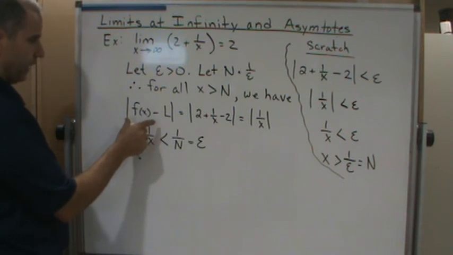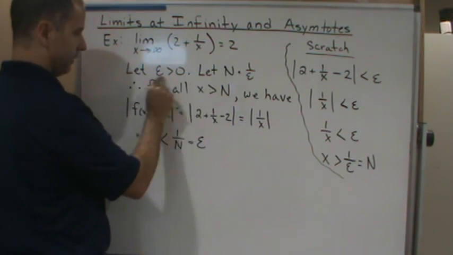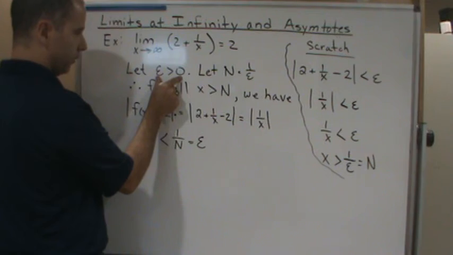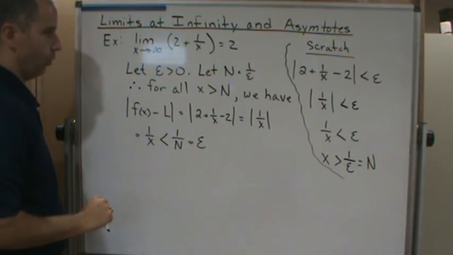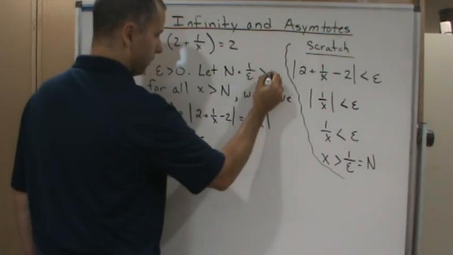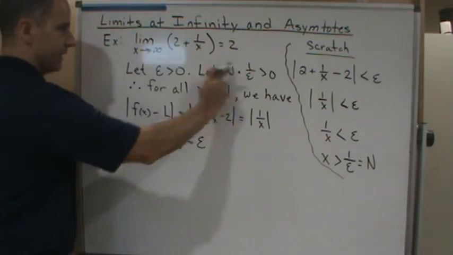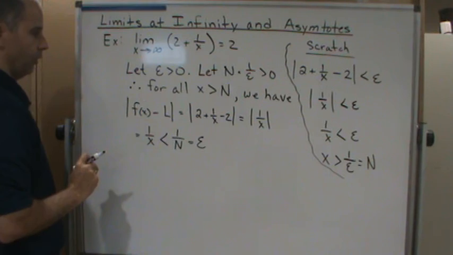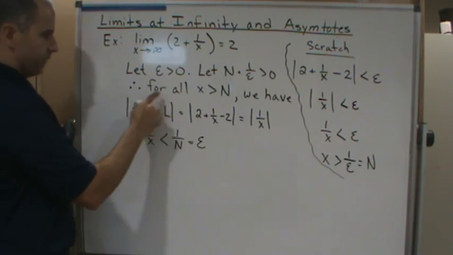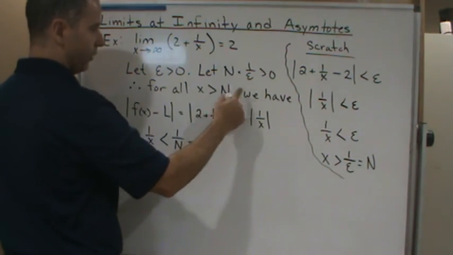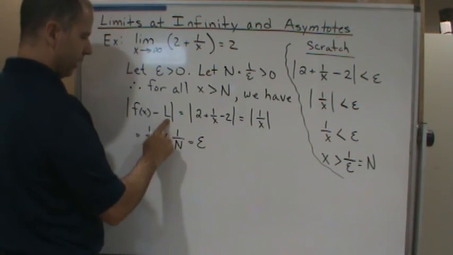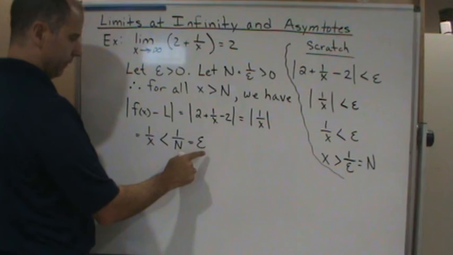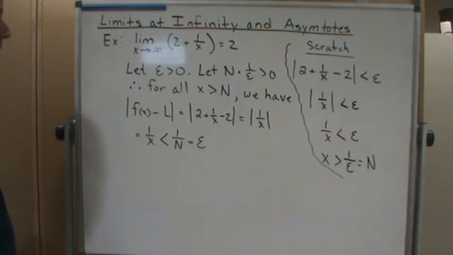So we just showed that for all x greater than n, if we're given this, right? Epsilon greater than 0, n equal to 1 over epsilon, which is obviously greater than 0, right? So it meets the conditions for the theorem, or for the definition. And it says, therefore, for all x greater than n, what do we have? Well, we have that f of x minus L is less than what? Epsilon. And so the conclusion is what?